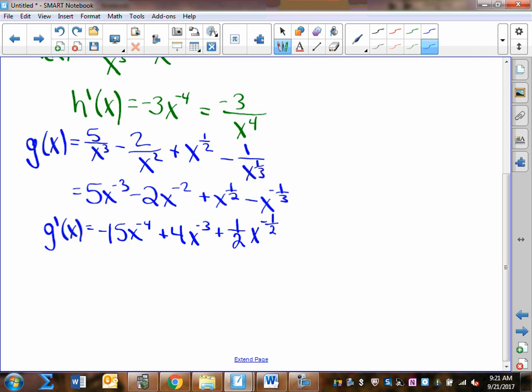Fraction indicates it's a radical. Okay, so this converted to x to the negative 1/3. Okay, so then we get plus 1/3 x to the negative 4/3. Do we agree? Yep. Awesome.